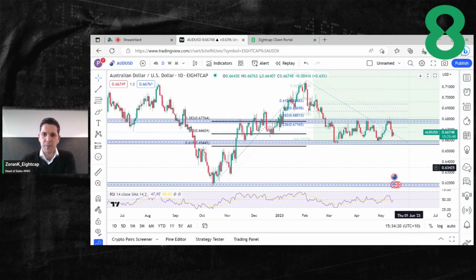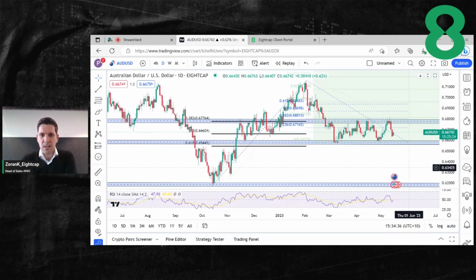So I'll start off with the technical analysis first and macro views. And essentially what I would like to do afterwards is go into the economic calendar in the Eightcap client portal and discuss what's on the agenda this week.